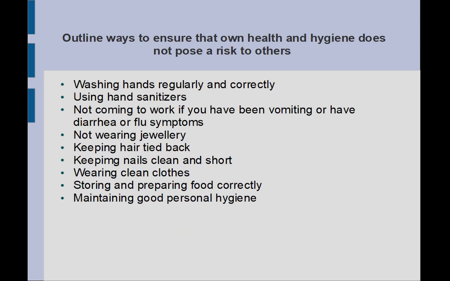Alright. We want to outline ways to ensure that your own health and hygiene does not pose a risk to others. So again, washing hands regularly and correctly is a big one. Using hand sanitizers when you can't wash your hands regularly and correctly. Hand sanitizers aren't as good as soap and water, but they'll kill most bacteria.